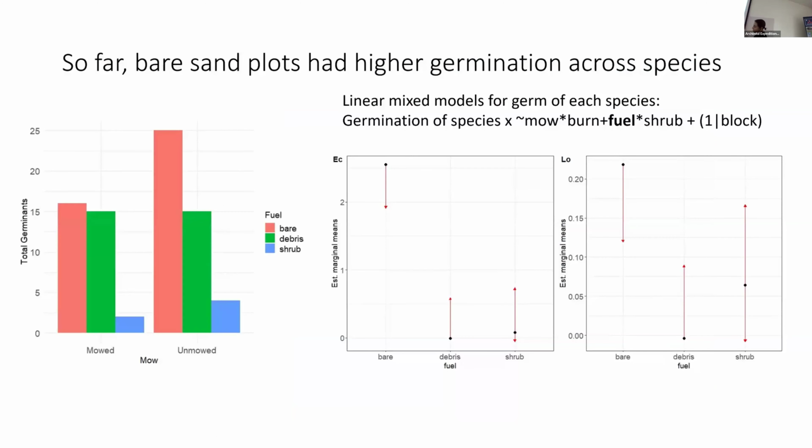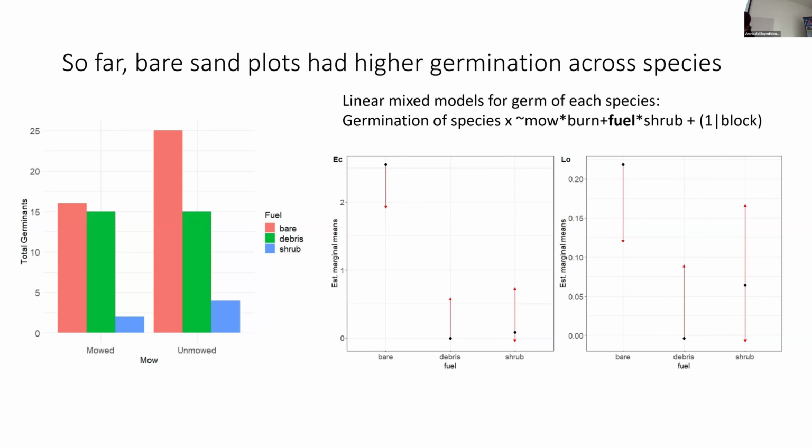And as I said, we were testing for a couple different things. So we were testing for mow treatment, whether it was burned or not, the fuel class, and the shrub. And so with the germination of each species that we seeded and other endemic species of interest that we did not see, we're having that be the response variable.